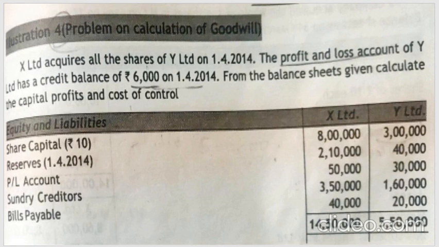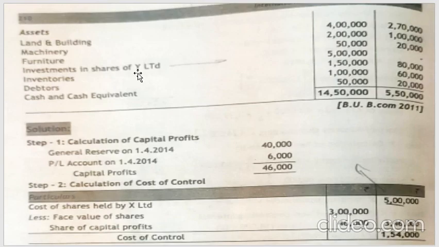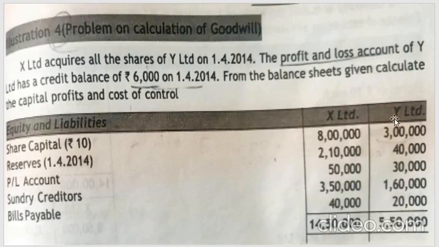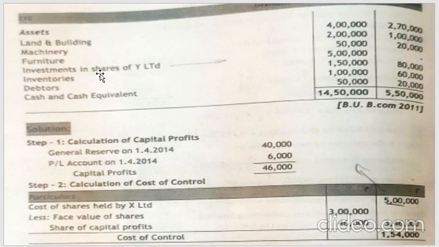So the share capital of Y Limited is 3 lakh, but you have an investment in shares of Y Limited, where X has bought shares from Y Limited for rupees 5 lakh. So the exact cost of shares held by X Limited is rupees 5 lakh. With that we will minus the face value of share. What is the exact value of that share of rupees 5 lakh? The exact value of Y Limited share is 3 lakh. So we have taken 3 lakh and share of capital profit.